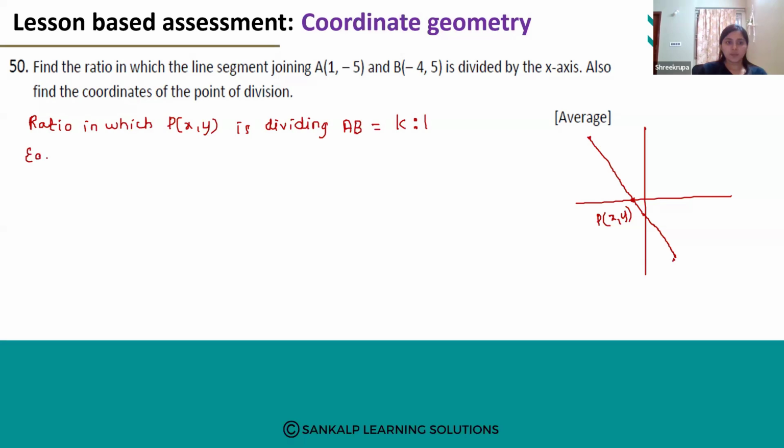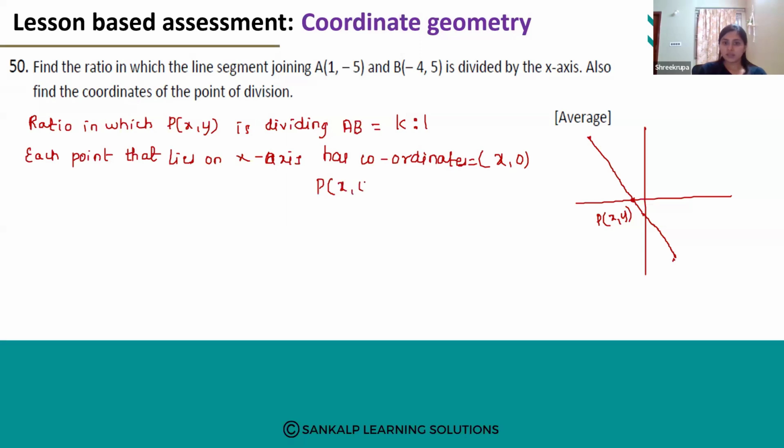Each point that lies on the x-axis has coordinates (x, 0). Correct? So this point P has coordinates (x, 0). Here the y coordinate will be 0 because it is lying on the x-axis. So we have to take the y coordinate as 0.